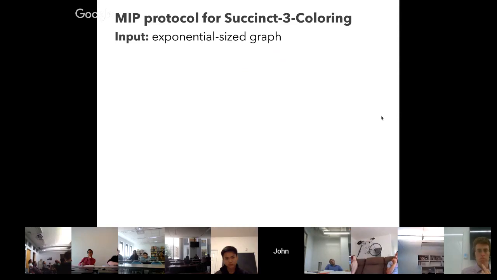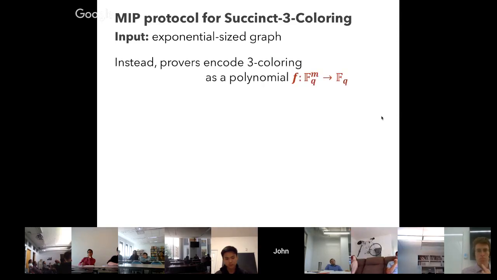And so what these people do in this MIP protocol is something clever. You encode this three coloring that you have as a polynomial f. And I should mention one thing: the MIP protocol I'm talking about right now is not the original MIP protocol, but an MIP protocol that you can write down that's based off of the PCP theorem. So the provers are going to find some way of encoding their three coloring of the graph as some sort of polynomial f. Like I said, I'm going to be super high level, so I won't tell you what this encoding looks like. There's just some polynomial f corresponding to their three coloring.